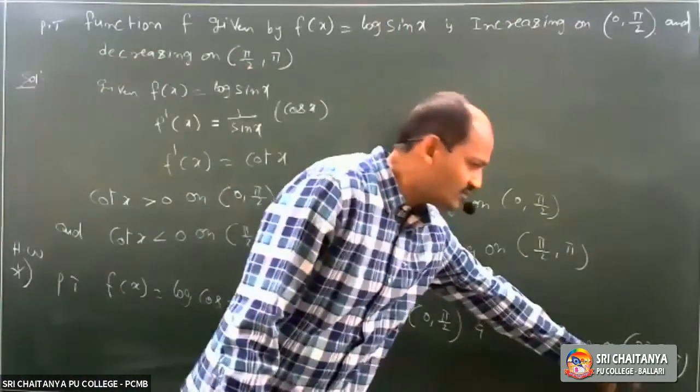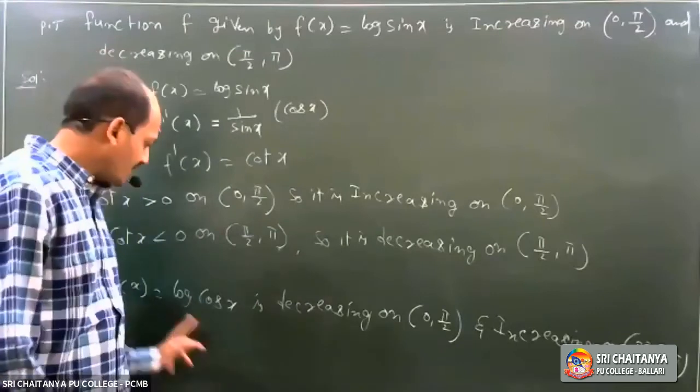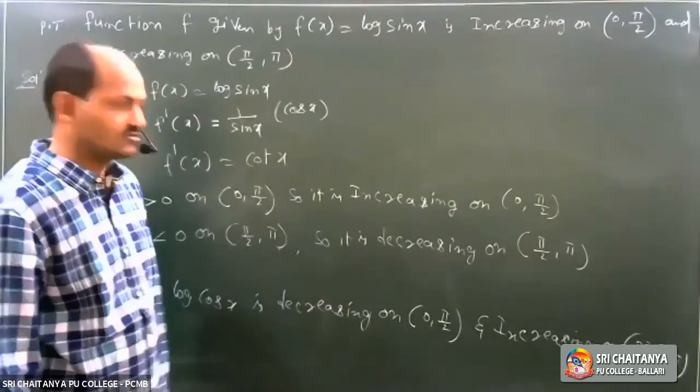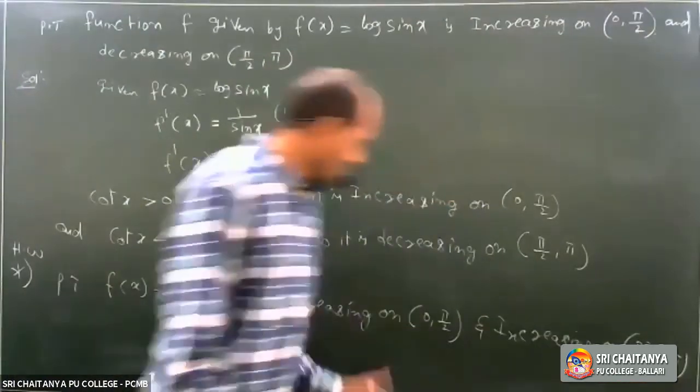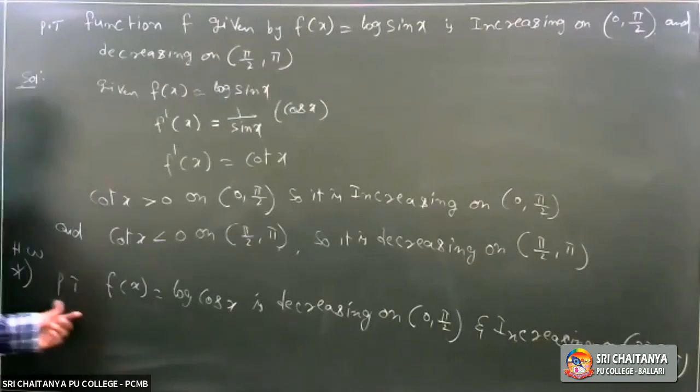It is the fourth quadrant. In the fourth quadrant, tan is negative. So already it is minus tan x, and minus of minus is positive. So in this interval it is increasing. In the other interval it is decreasing. Write down and do this problem as homework.